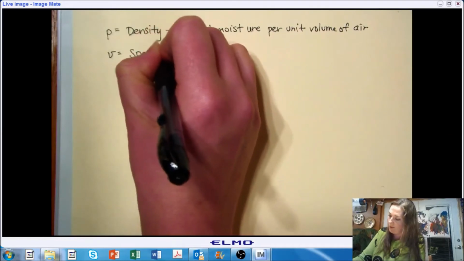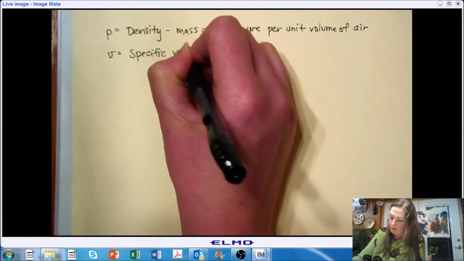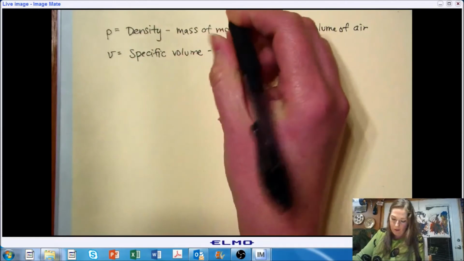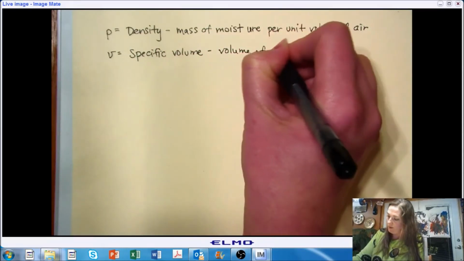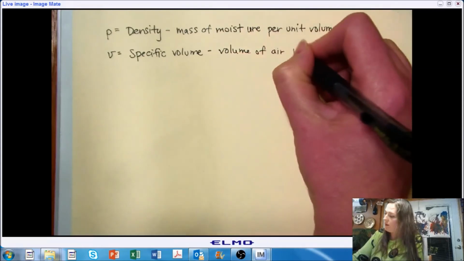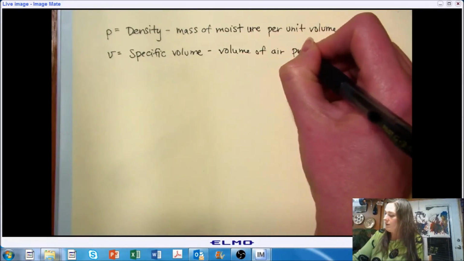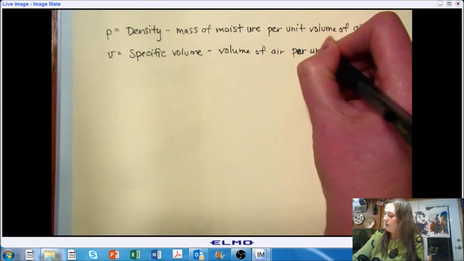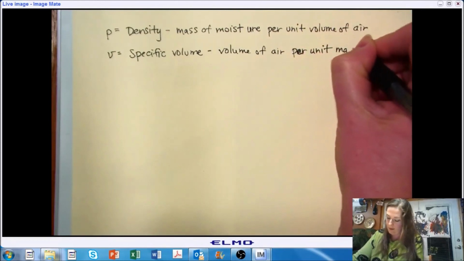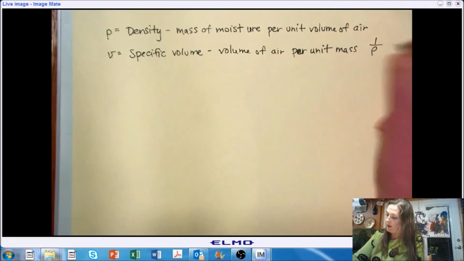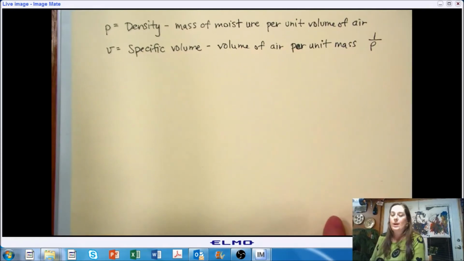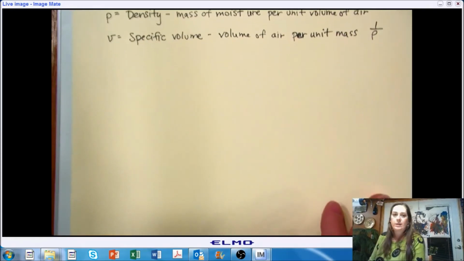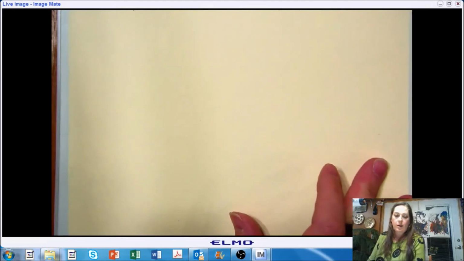And then our specific volume is our volume of air per unit mass. 1 over our density, essentially. Alright, so that wraps up our list of properties that we're going to work with when we talk about moist air.